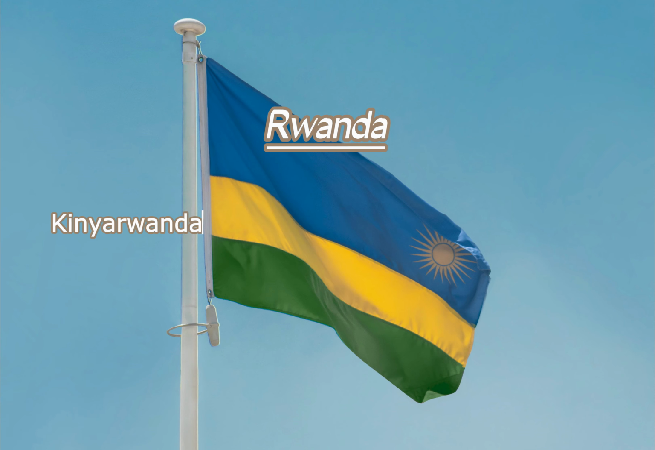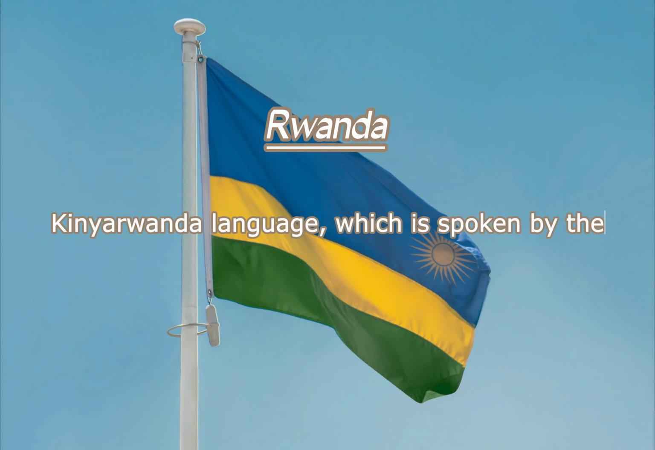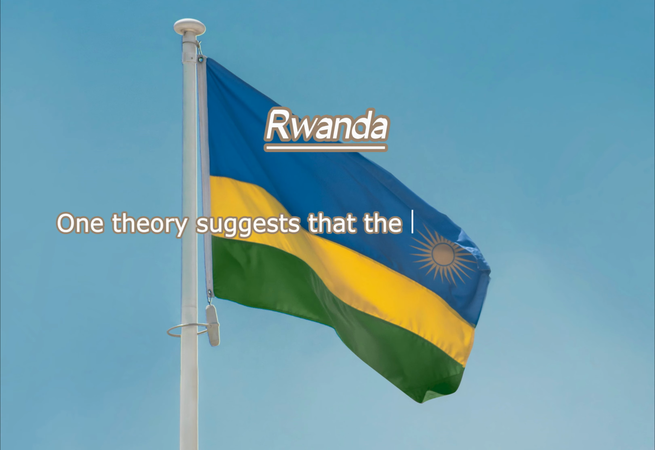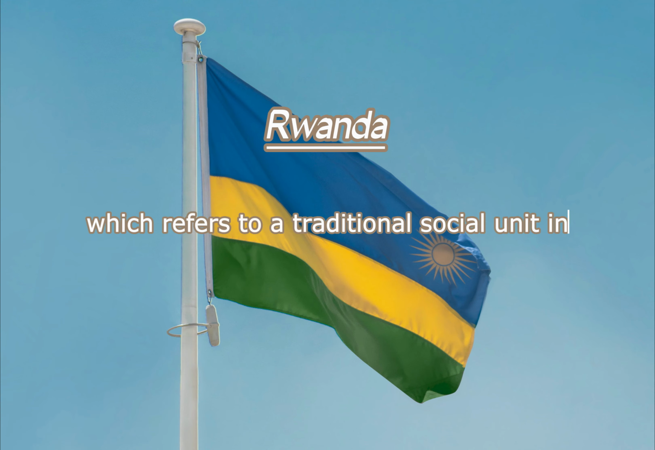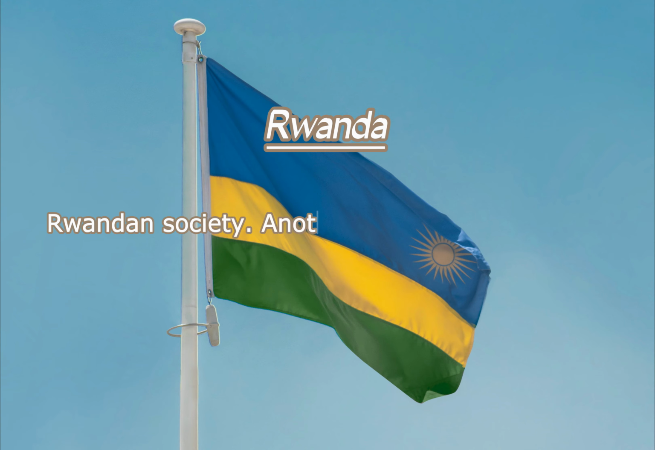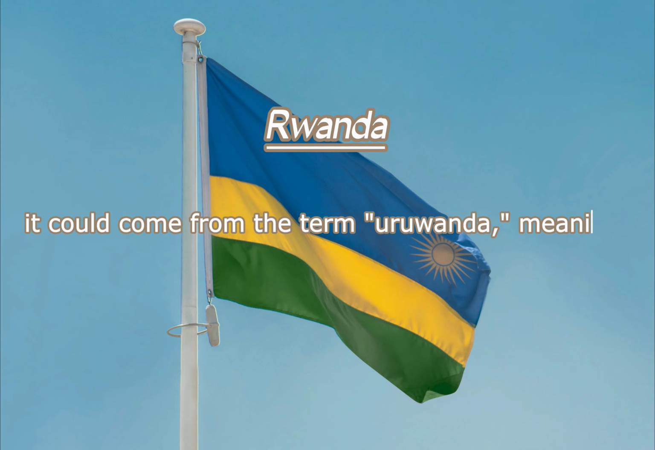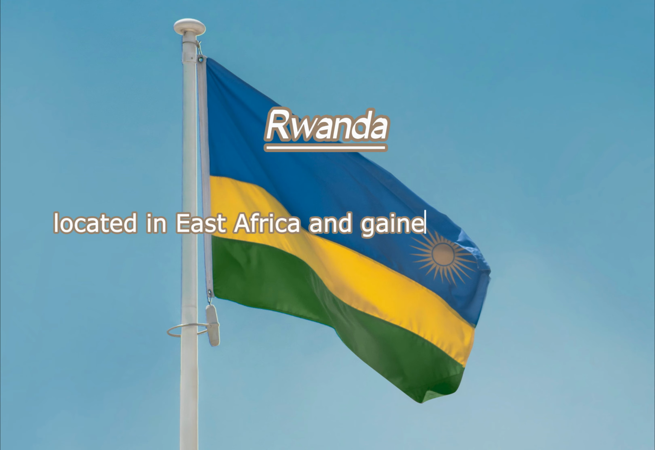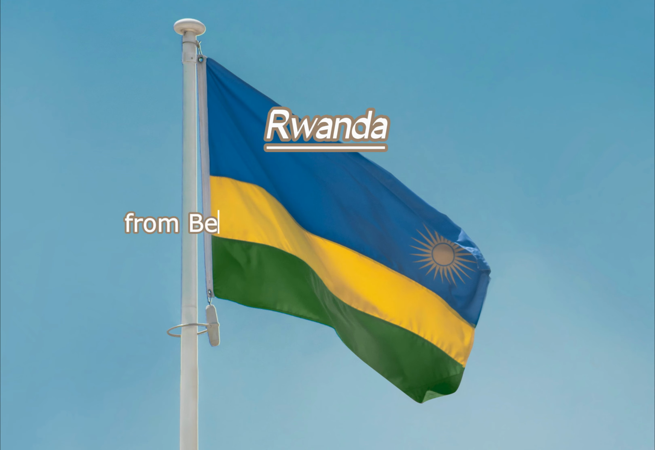Rwanda. The origin of the name Rwanda is not definitively known, but it is believed to have roots in the Kinyarwanda language, which is spoken by the majority of the population in the country. One theory suggests that the name Rwanda might be derived from the term Ibwiranda, which refers to a traditional social unit in Rwandan society. Another theory proposes that it could come from the term Urawanda, meaning possessing resources. Rwanda is a landlocked country located in East Africa and gained independence from Belgian colonial rule in 1962.